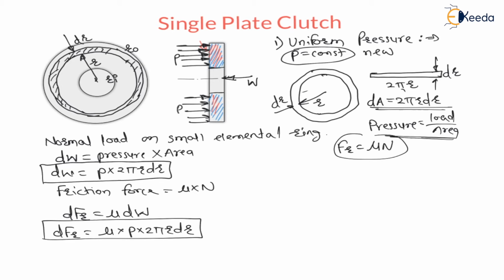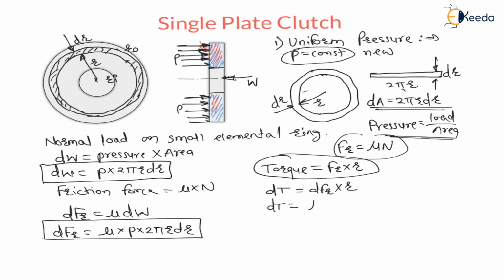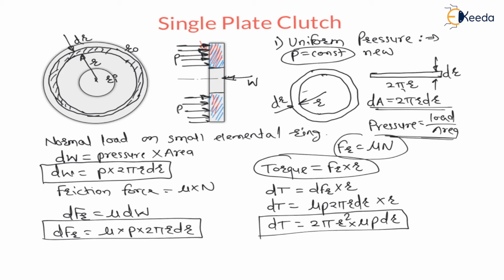Now can I say torque? Torque is nothing but friction force into radius. Therefore, on this small elemental ring, very small torque dT is equal to very small frictional force dF into radius. Therefore dT is equal to mu P 2 pi r dr into r. Therefore it becomes 2 pi r square into mu P dr. This will be the very small torque acting on the very small ring that we have considered.